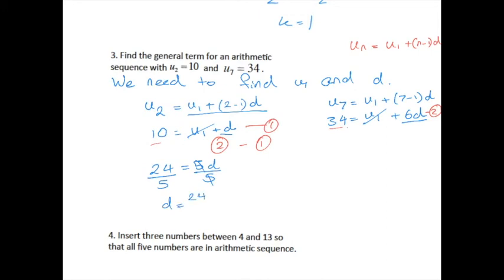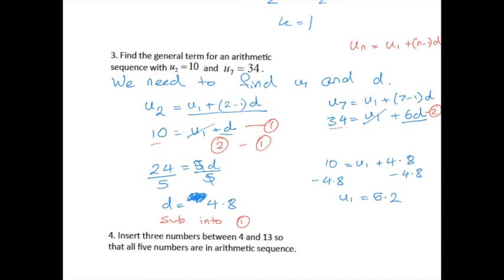24 on 5, or actually, no, let's do it as a decimal. It's a little bit nicer. What would that be? 4.8. 4 on 5 is 8 on 10. Okay, so now that I've got D, how can I find U1? Sub it into one of the equations. What's the easier equation? 1, because U1 plus D equals 10. So I might write sub into 1. 10 equals U1 plus 4.8. Minus 4.8 from both sides, U1 I think is 5.2.